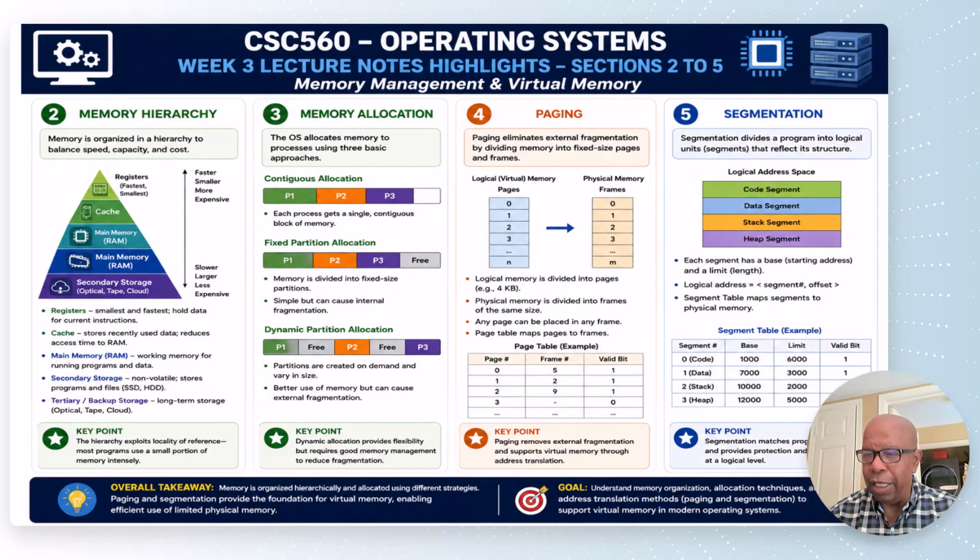PCP is there that needs to be looked at. The register is the fastest and the smallest piece of memory. It holds data for current instructions. What am I executing right now? Okay. The next level is cache.